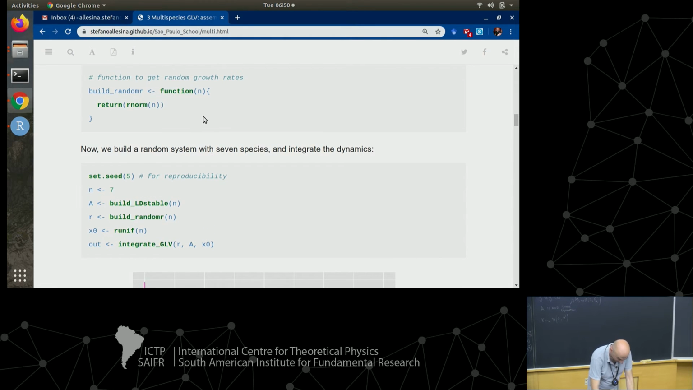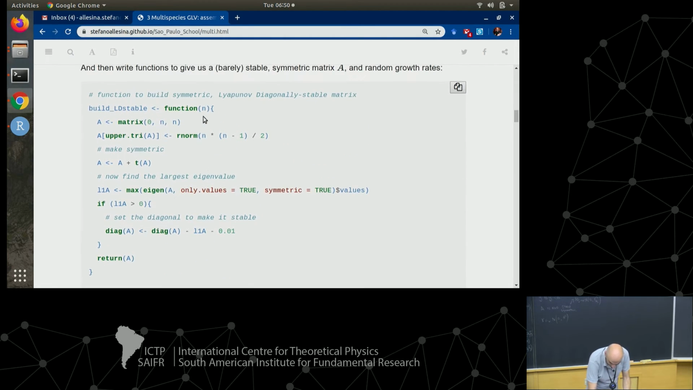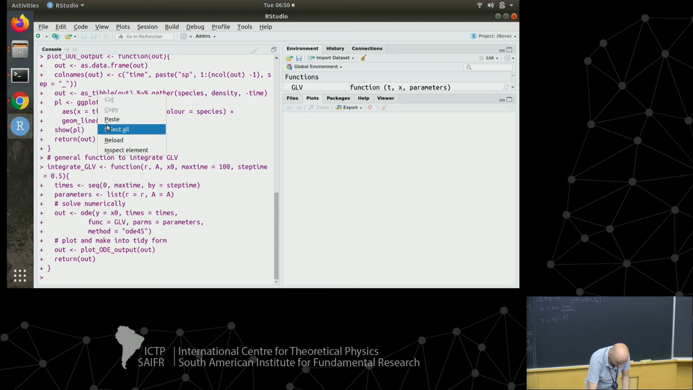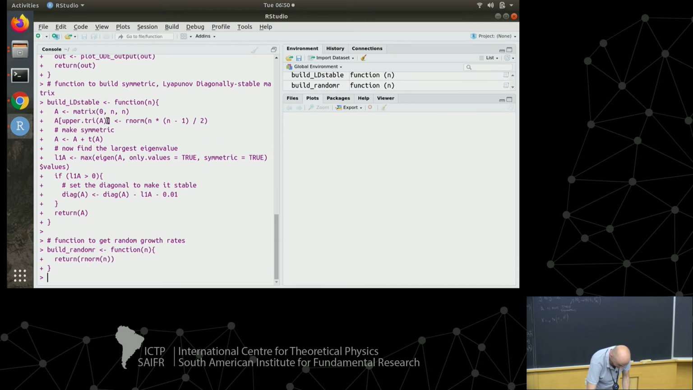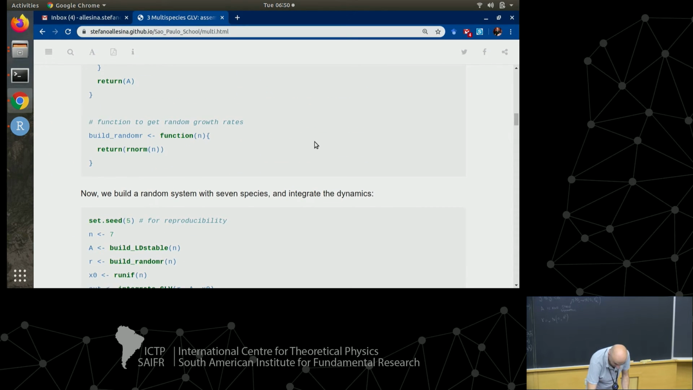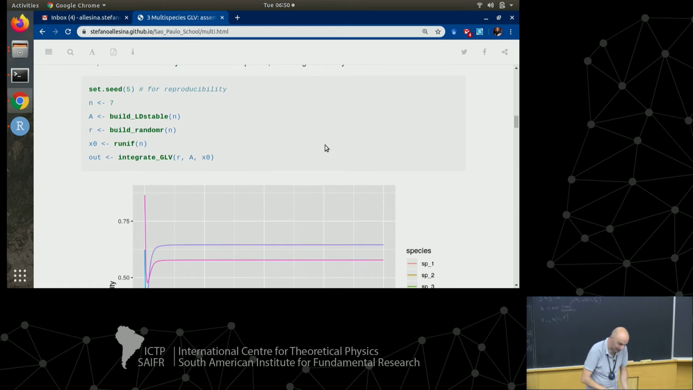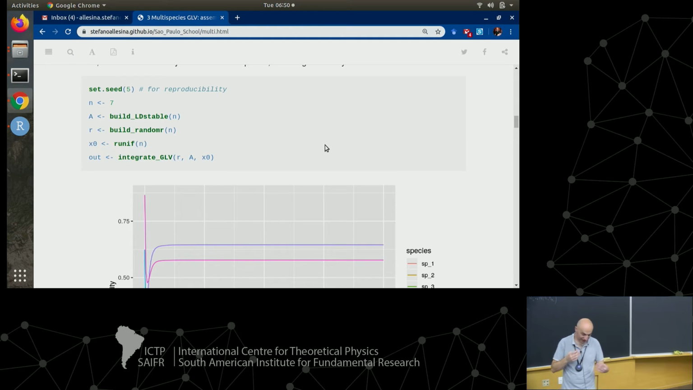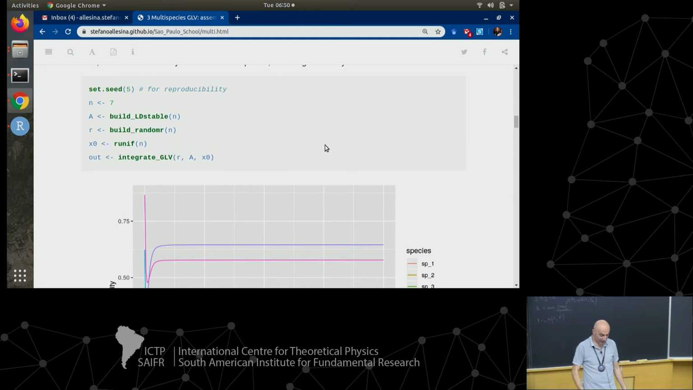And now we can copy these. Then paste. And then what we can do is take some sort of random system. Imagine I take a system with 7 species. I take a random matrix that is stable and symmetric. I take random growth rates. And then I start at some initial condition and just integrate the dynamics.